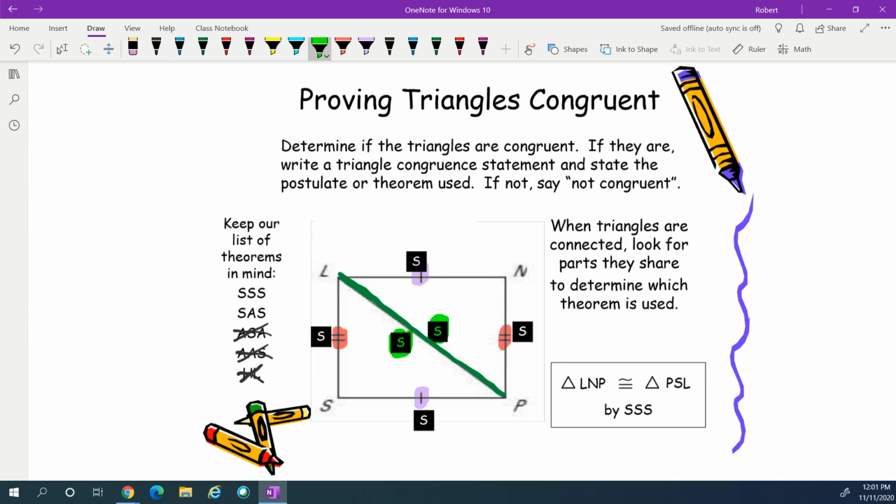And that serves as the third side of both triangles. That segment is being used twice, once for the first triangle and once for the second triangle. Whenever two triangles are connected to each other, the segment that they share is going to come into play. Expect it, look for it.